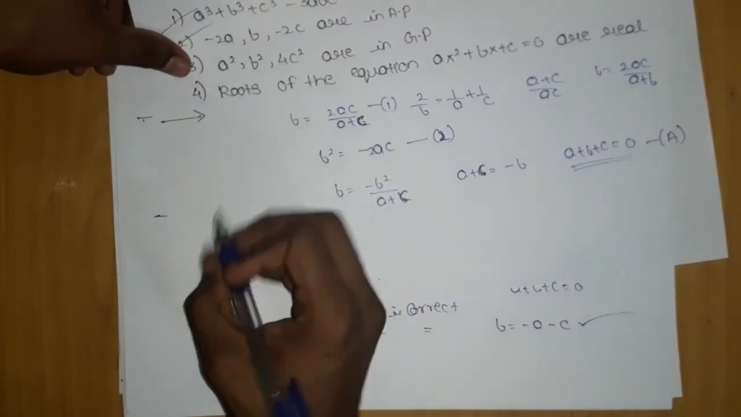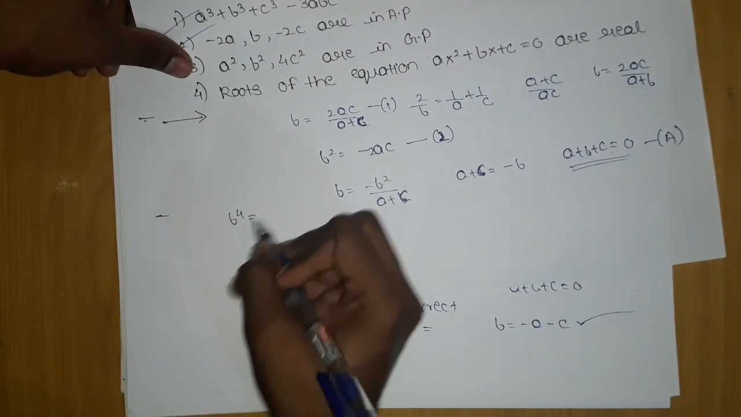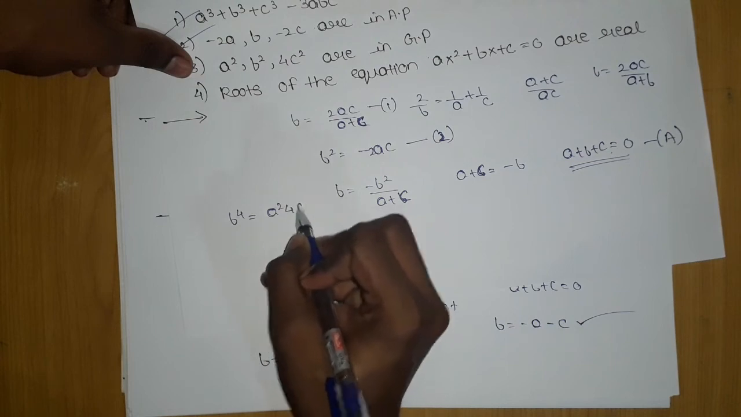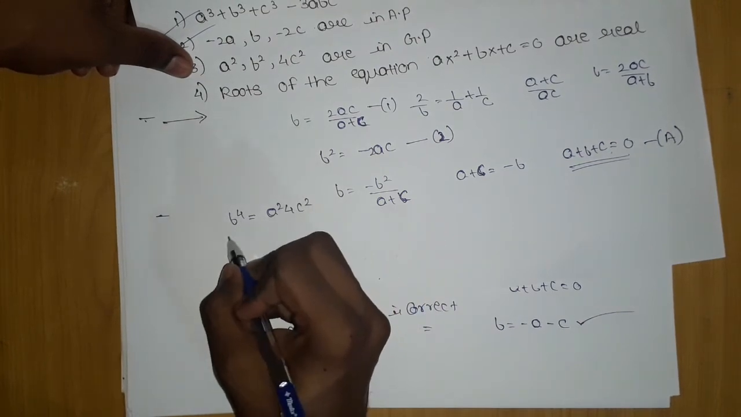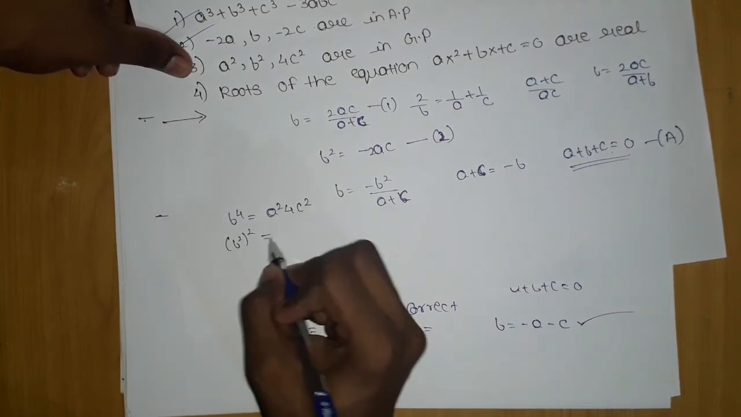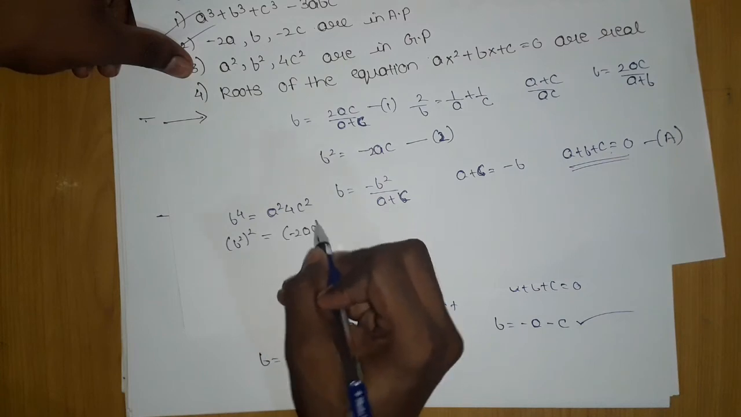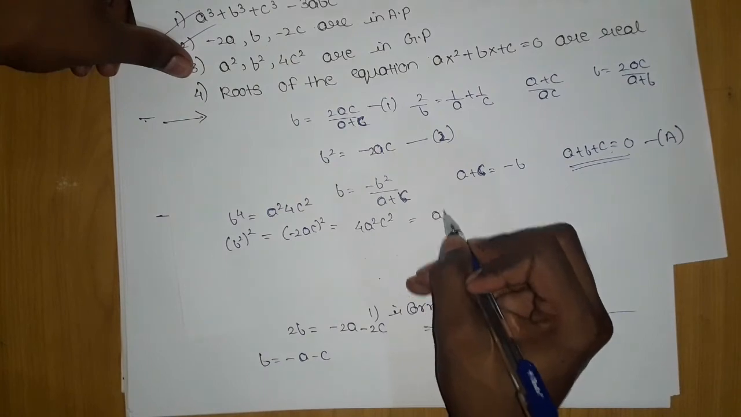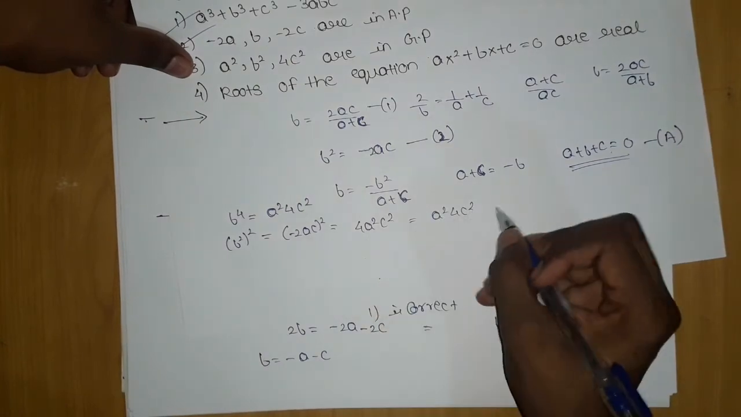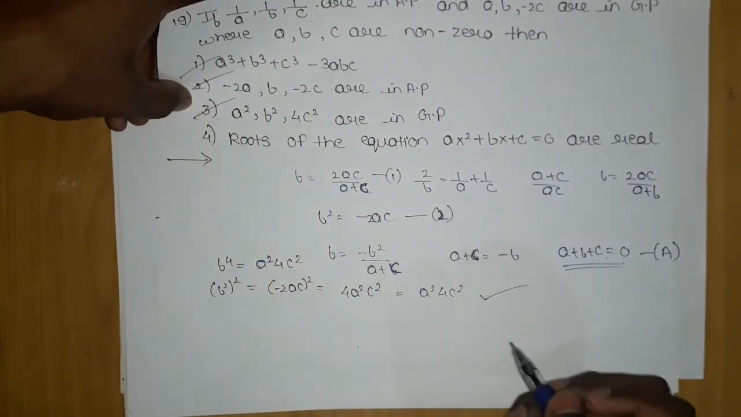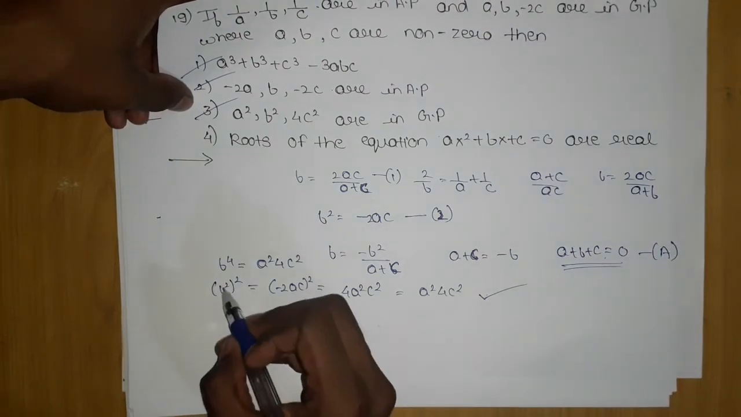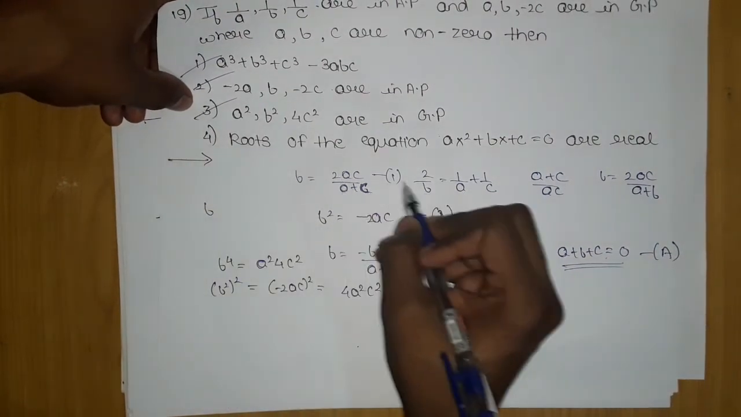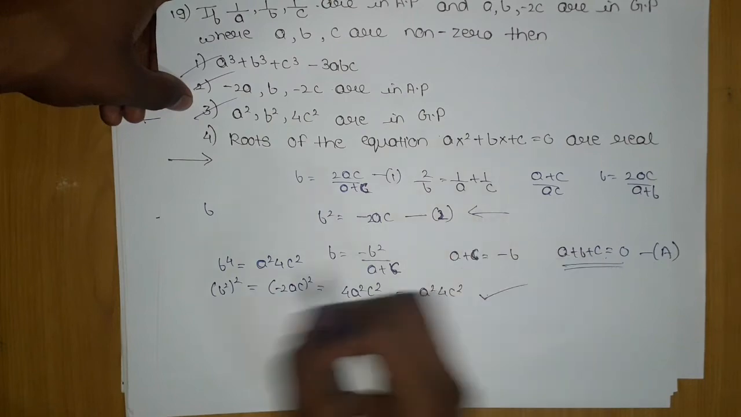Now let's check for this one. b square raised to 4 will be what? a square into 4c square. But b to the power 4 is b square whole square, which is nothing but minus 2ac whole square, which is 4a square c square, equal to a square into 4c square. They both are equal, so this is also true. We write b square equal to minus 2ac because in the second condition they have given it, so we have used that.